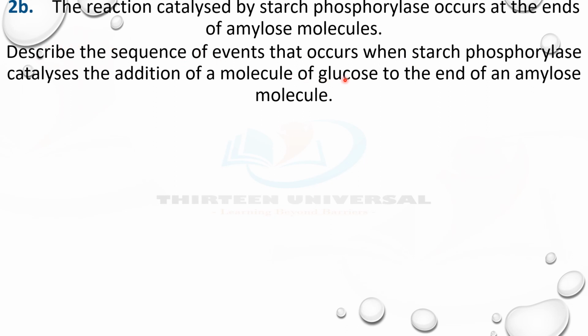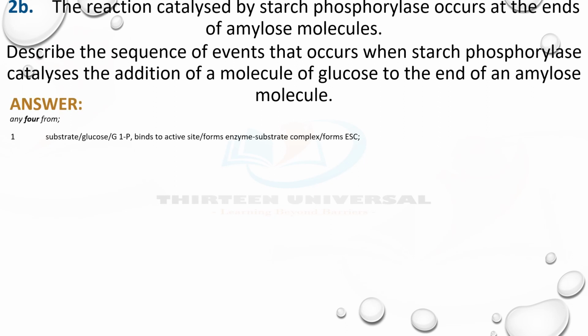The substrate, which is glucose, complementary, binds to the active site of starch phosphorylase, and then an ES complex is formed. The ES complex is broken down to form product. Of course, you know that amylose is unbranched, so it will only form 1,4-glycosidic bonds. But you can also use the induced fit mode of action: glucose binds to starch phosphorylase, and the enzyme changes its shape to give the ES complex.